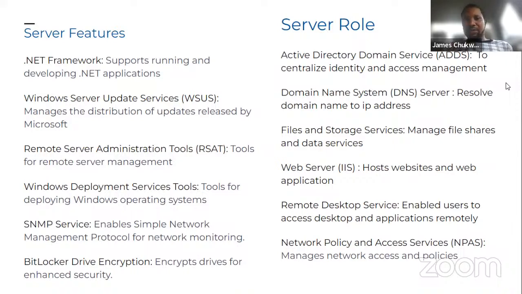Okay, now server roles. Active Directory Domain Services provides centralized identity and access management. Then the domain name system server resolves domain names to IP addresses. File and storage services is for managing your file and data services. Then the web server hosts websites and web applications. Remote desktop services enable users to access desktops and applications remotely. The network policy and access services manage network access and policies.